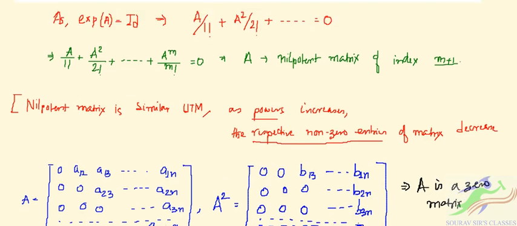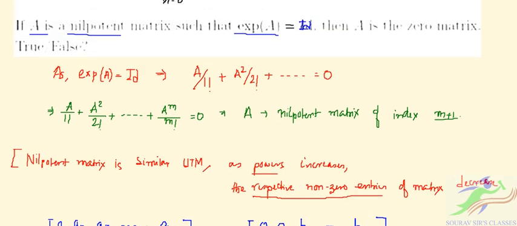So in the question we have been asked whether, if A is a nilpotent matrix such that the exponential of A is the identity, then A is the zero matrix, whether it's true or false. So in our case, this answer stands true.